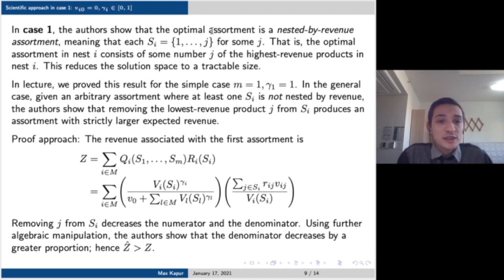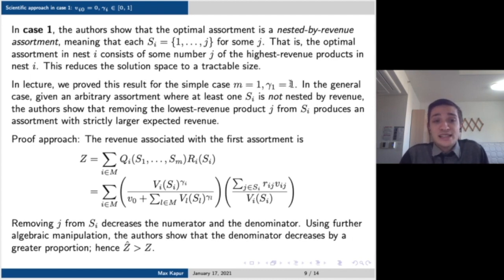In case 1, the authors show that the optimal assortment is always a nested by revenue assortment, meaning that the optimal assortment in each nest consists of some number of the highest revenue products from that nest. This greatly reduces the size of the solution space. In lecture, we actually proved an analogous result for the simple case where we only have one nest with a neutral nest dissimilarity parameter. But in the general case, the proof approach is a little different.